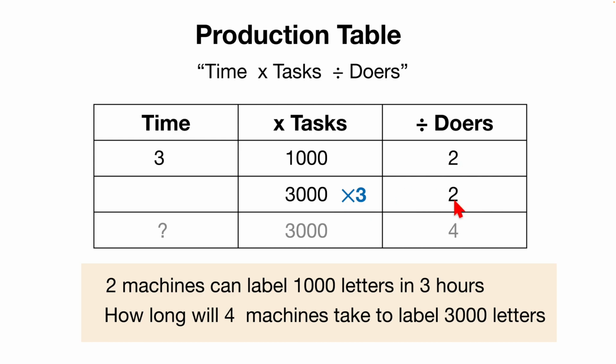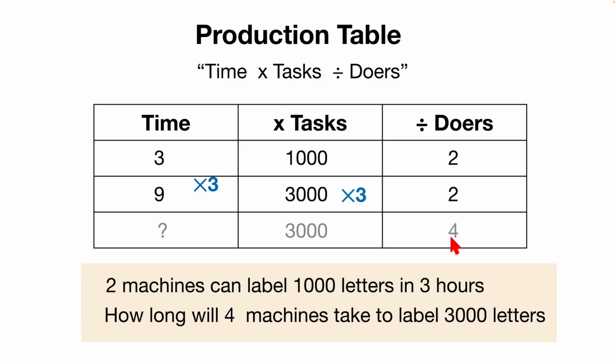And we'll keep the doers the same. So all we've done is increase the tasks threefold, so the time increases threefold. It takes 9 hours for 2 doers to do 3,000 letters. But we haven't got 2 doers, have we?